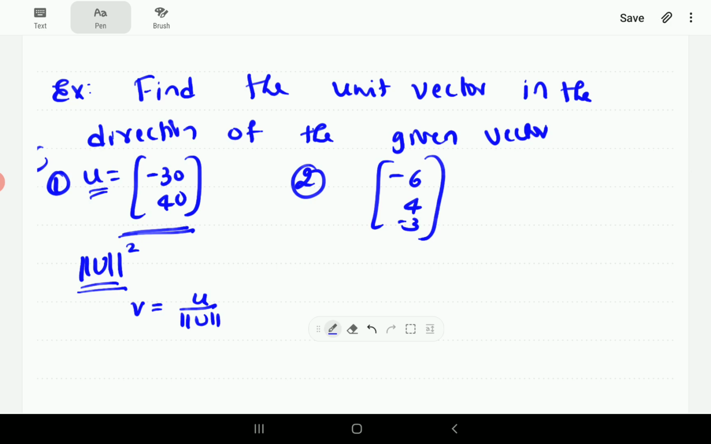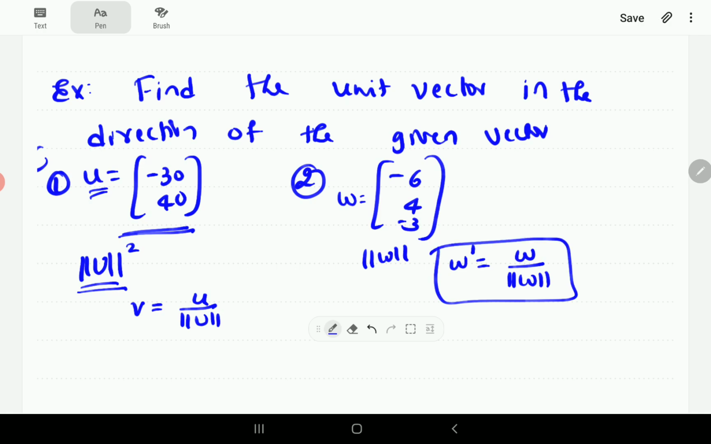Similarly for this one, if you take this as w, first find the norm of w, and then the unit vector, which you denote by w dash, is simply w upon norm w. That will be your unit vector in the direction of w. So do all these examples and comment your answers in the box.